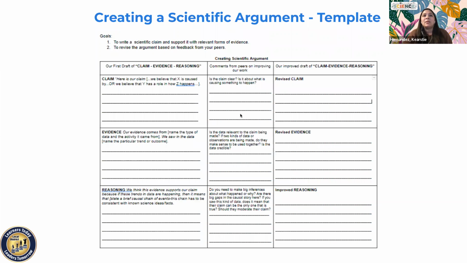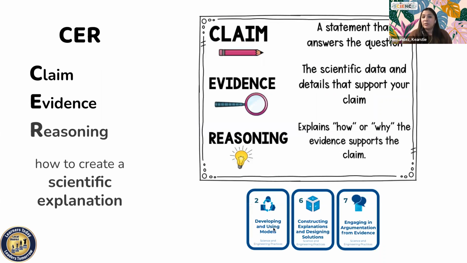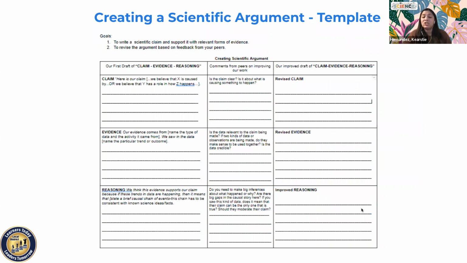So here is a template for creating scientific argumentation. On this last slide, we've looked at modeling, we've talked about explanation. Now we're going to look at a little bit of argumentation with those explanations. This template divides it into that claim, evidence, reasoning, and it has some sentence frames for students. Then it allows them to get comments from peers for improving their work.